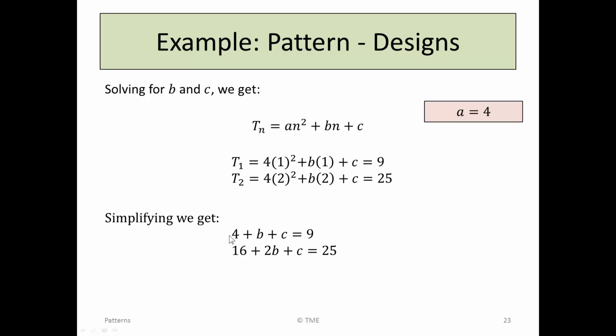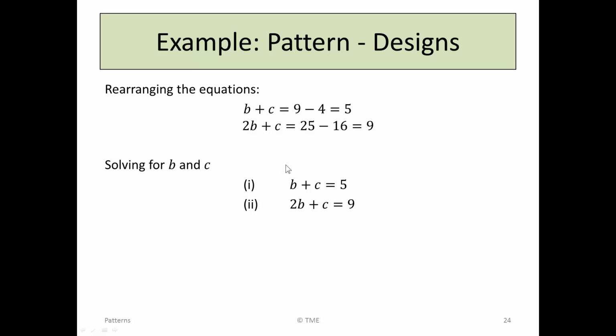25. So we now have two equations in b and c, and we can even simplify these further because we have a number on both sides. So taking the numbers to the other side, we get b plus c equals 9, taking the 4 across, minus 4 is 5. And 2b plus c is 25, taking the 16 that was there across is 9. So this reduces now to two equations. The first one, b plus c is 5, and 2b plus c is 9. And we just have to solve those two simultaneous equations for b and c.